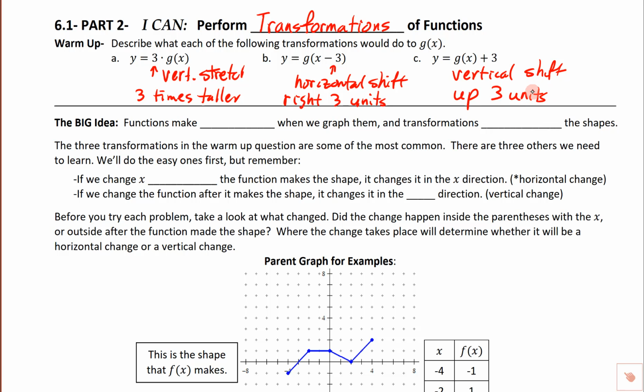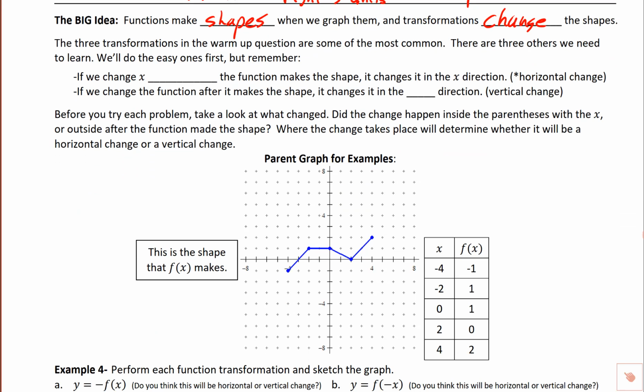Now, again, the big idea here. The big idea is that functions make shapes when we graph them. And what we're doing now is taking transformations, and now we need to know what transformations do. Transformations change those shapes. So functions make shapes, and transformations of those functions change the way the shape actually looks. Now, there are 3 transformations in the warm-up question. Those are the most common ones. Those are what we did in the last section. There are 3 others that we need to learn, and we're going to do the easy ones first, but we want to make sure everybody remembers this because we already mentioned it.